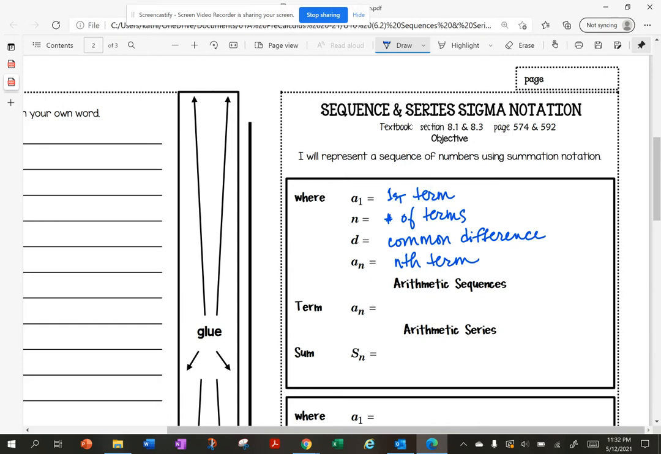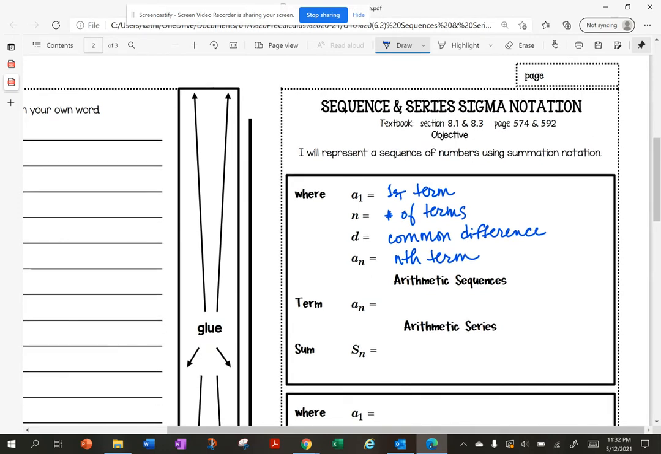So to find any term, I take the first term plus the common difference times n minus 1. To find the sum of my series, I'm going to take the number of terms divided by 2 and multiply by the sum of the first term and the last term.